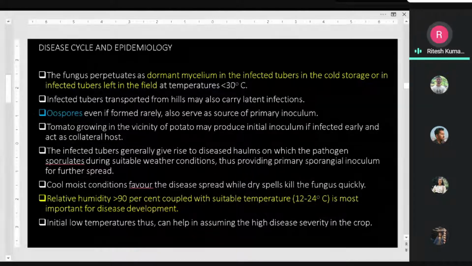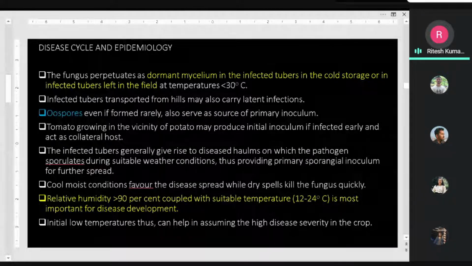So oospores may also serve as inoculum, but they are rarely formed. It is a heterothallic fungus, so it requires two mating types, which might not always be available in nature. That's why oospores are rarely formed. Tomato can serve as a collateral host, and infected tubers generally give rise to diseased shoots, on which the pathogen can easily sporulate and multiply, and it can be the primary source of inoculum.